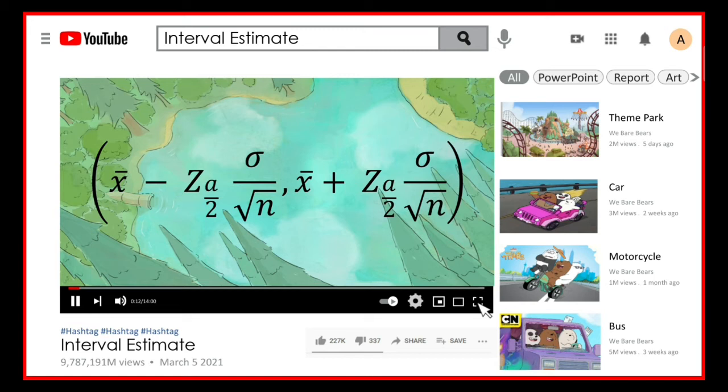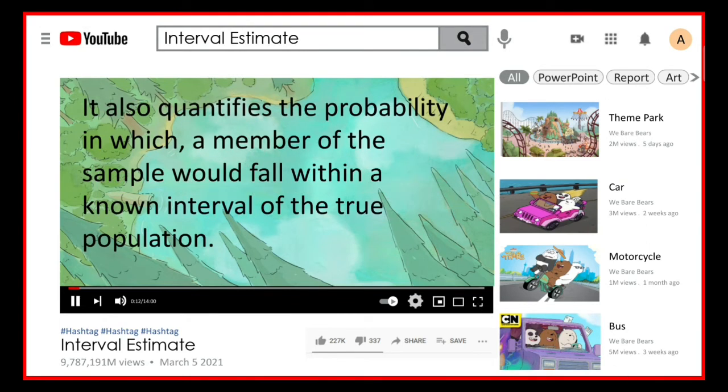So again, an interval estimate consists of the lower bound and the upper bound, wherein the member of the sample would fall within this interval. So again, interval estimates also quantify the probability in which a member of the sample would fall within a known interval of the true population.